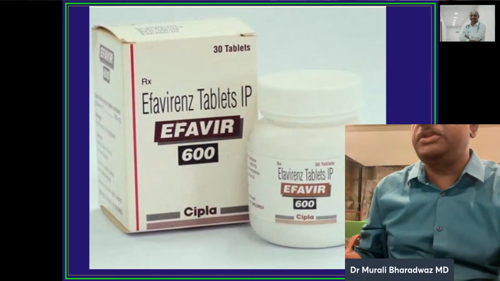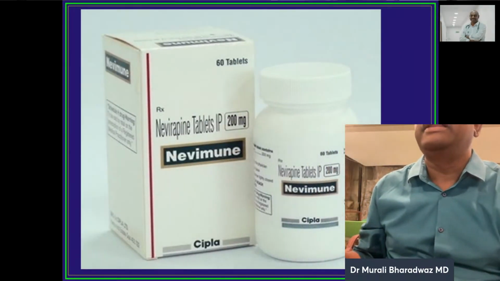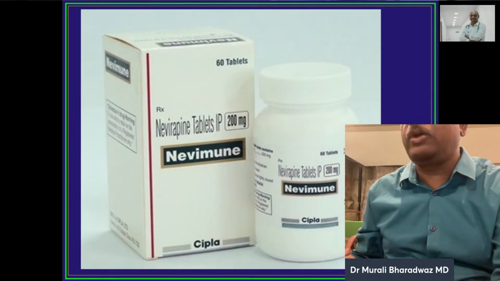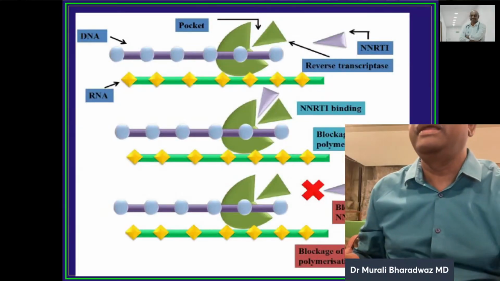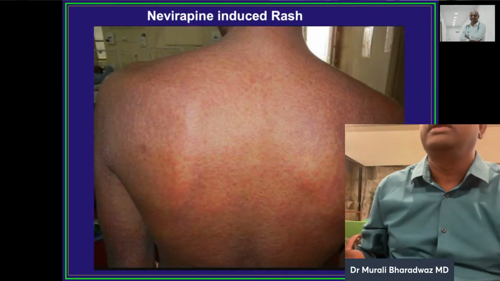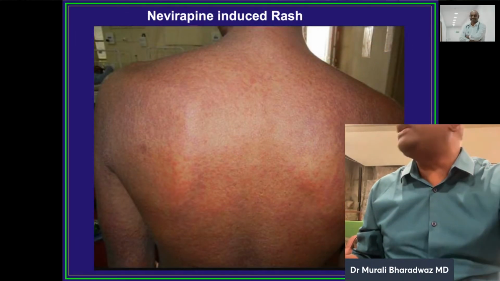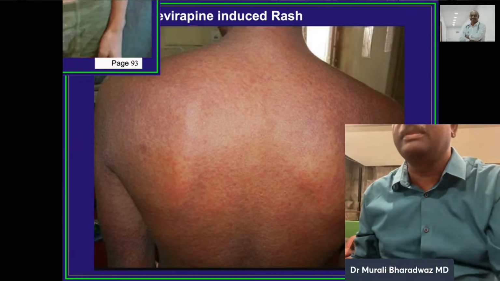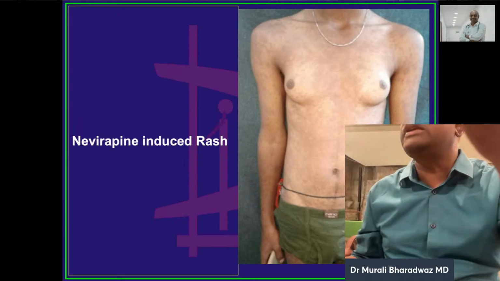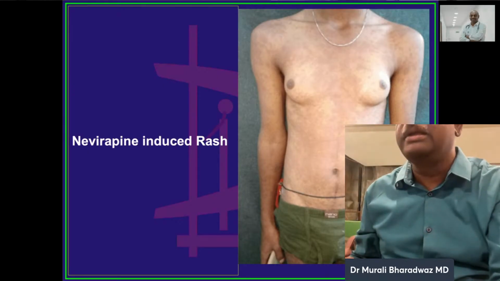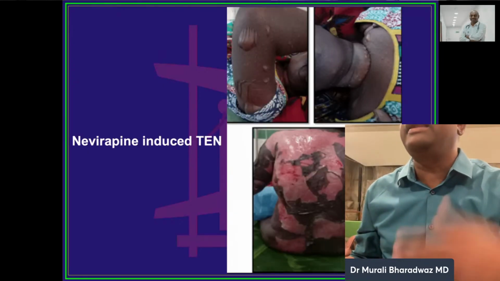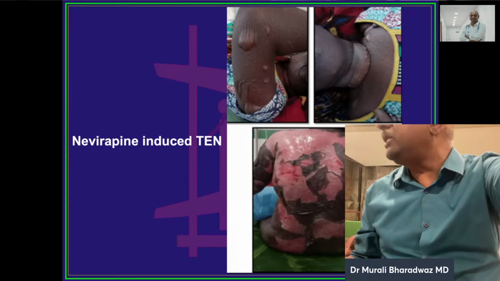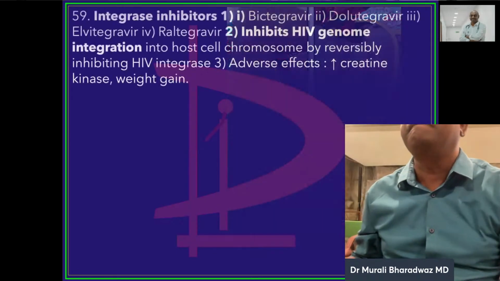This is the efavirenz tablet. This is nevirapine, Nevimmune, a very common tablet, right? Now, nevirapine can induce Stevens-Johnson syndrome, a lot of times rash, etc. This is also another example of a nevirapine induced rash. Nevirapine can cause Stevens-Johnson syndrome, toxic epidermal necrolysis, etc.